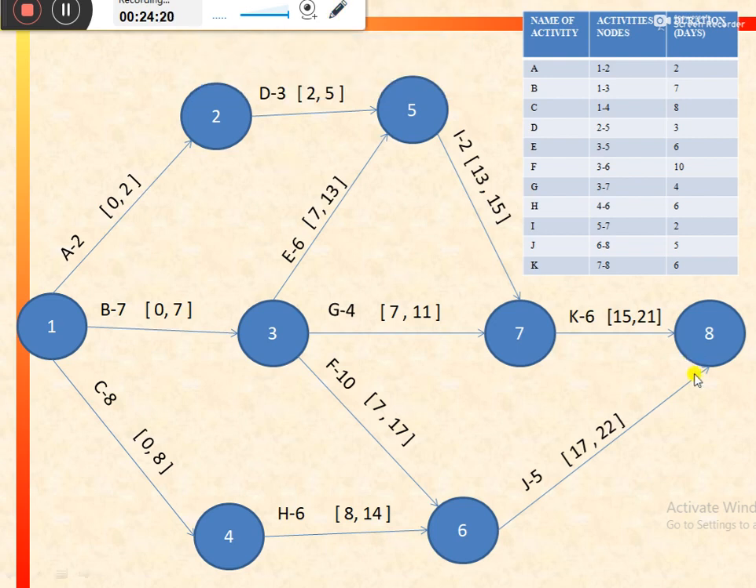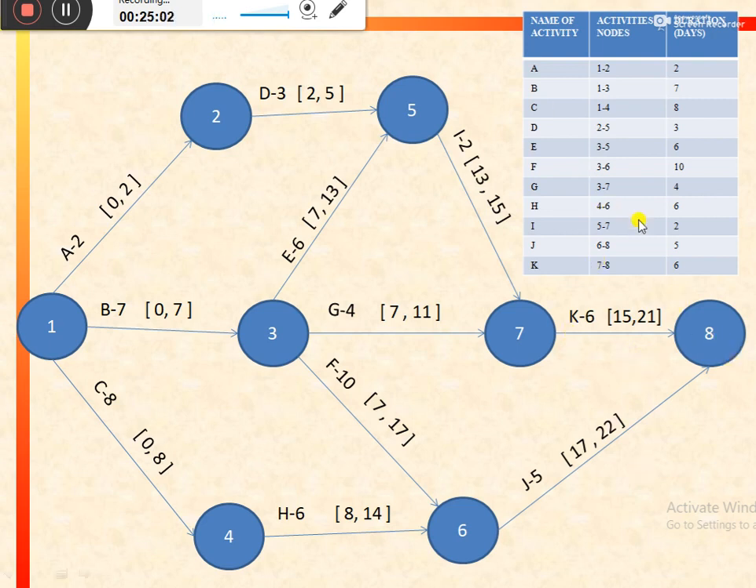So to start this step, we need to determine the maximum time allowed to complete a particular project. If the maximum time is given, then we would consider that time period, and if the maximum time period is not given, in that case we would consider the highest of the earliest finish times of the activities that are terminating, or merging, on the last node.